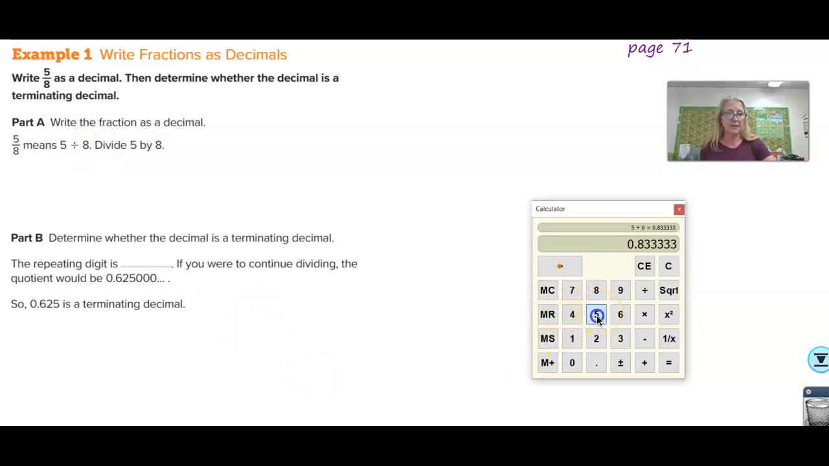Go over to your calculator and go 5 divided by 8 and hit equals. And you get 0.625. That is a terminating decimal. That's all there is to it. And it ends right there.